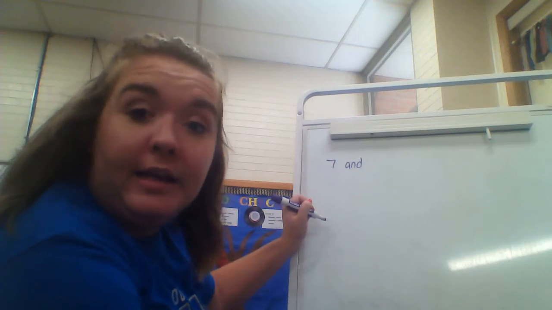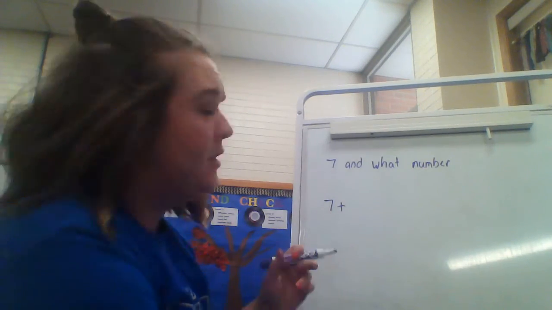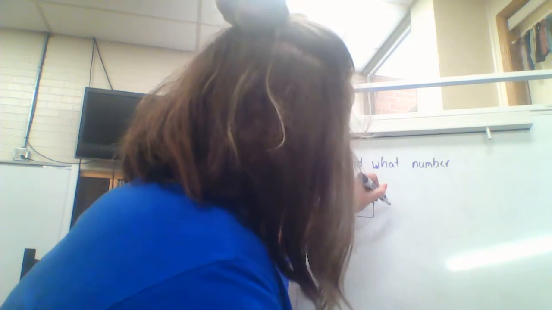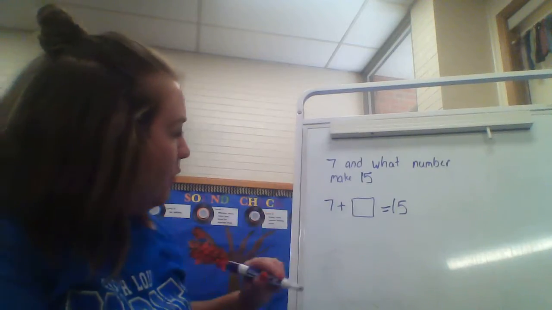All right, number 5 says 7 and, so we already know. I'm going to go ahead and start writing it, because as I read it, I can see what I need and I can write it. 7 and what number? So that means that we don't know what number yet. So that's going to be our box. 7 and what number make is the same as equals, make 15. Okay, so 7 and what number make 15? That's one way to write it. That's my horizontal way. Check 1.